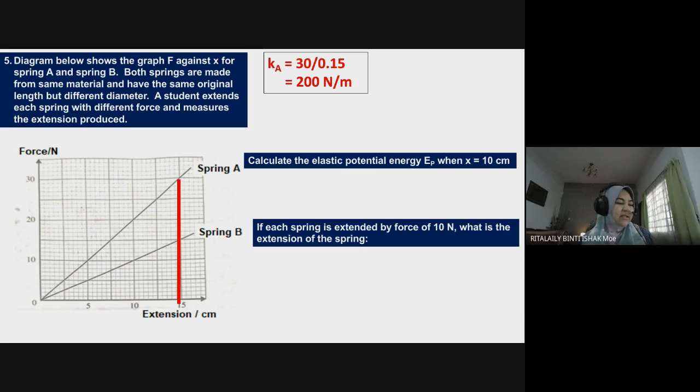Okay, 0.1 Newton per meter. So when we want to calculate the gradient, choose values that we can use. Here the values that are easy to read are 10 cm and 1 Newton. So it's 10 divided by 0.1, 100. Okay, if it's in cm, it will be 1 Newton per cm. Never mind.